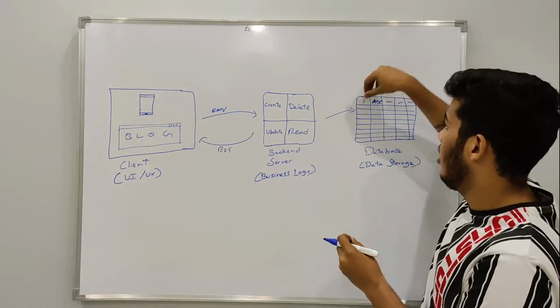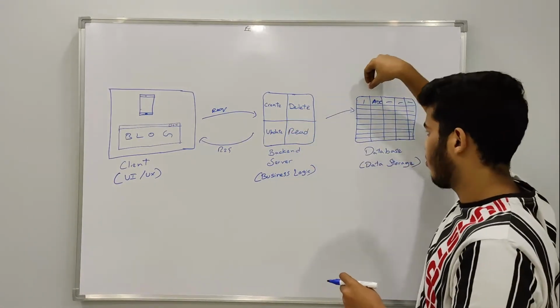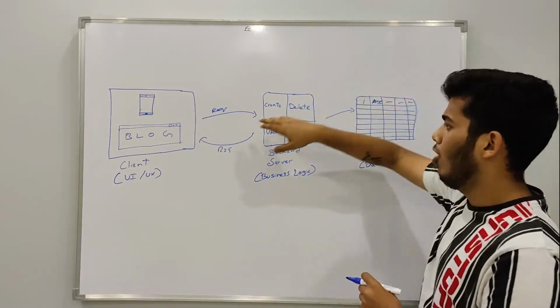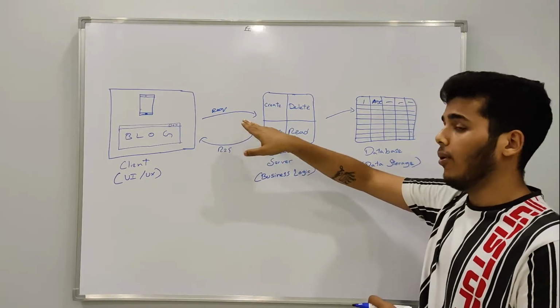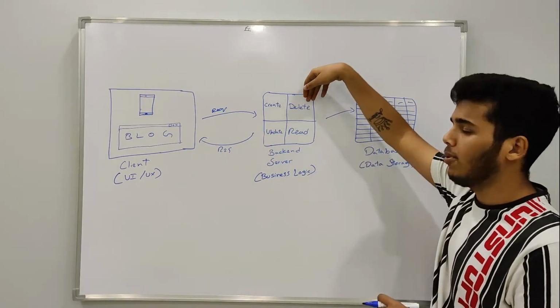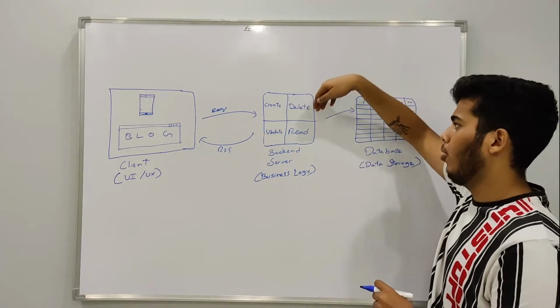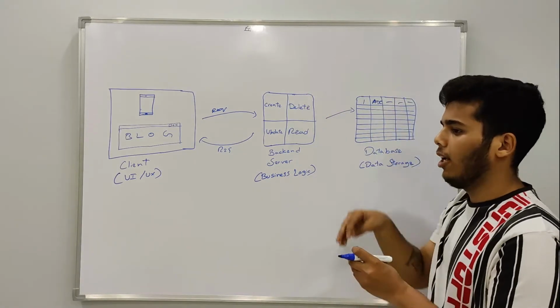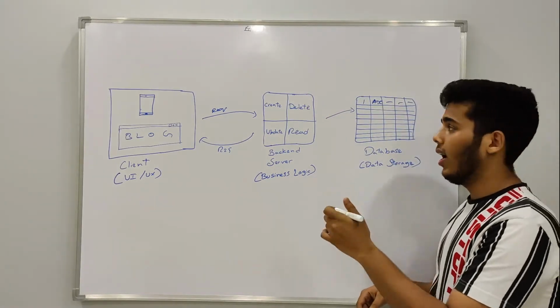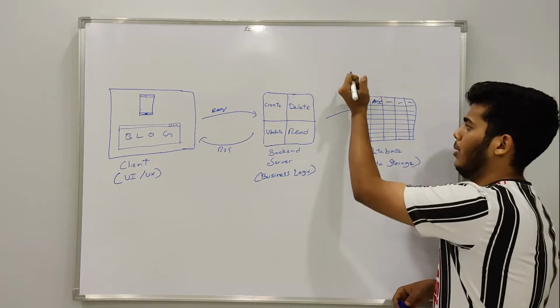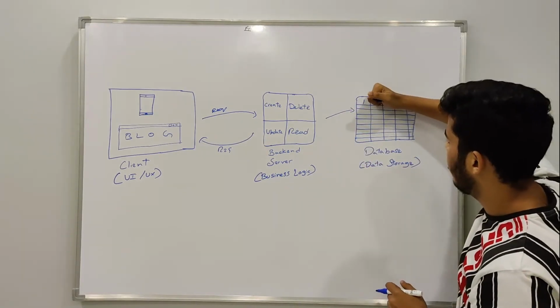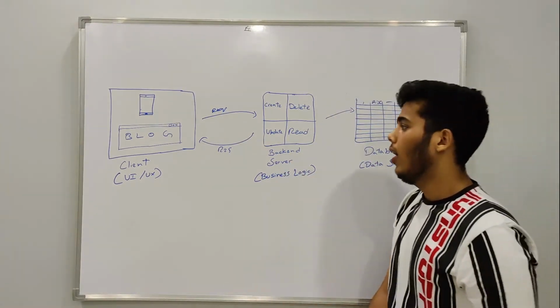Let's say he wants to delete his blog with the ID 1. So he'll be sending a request with the ID in it. So we'll be running our business logic accordingly to delete that particular blog. So we'll be calling our database, telling our database to delete the blog with the ID of 1. So what our database will be doing is basically deleting the blog with the ID number 1.